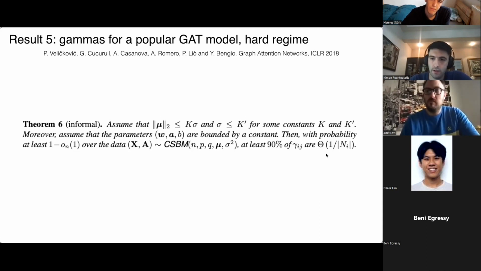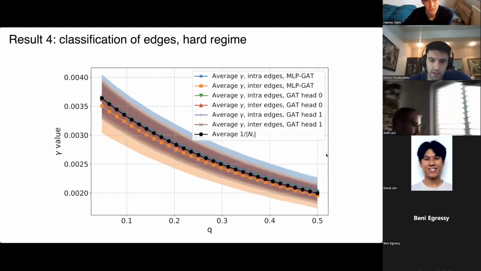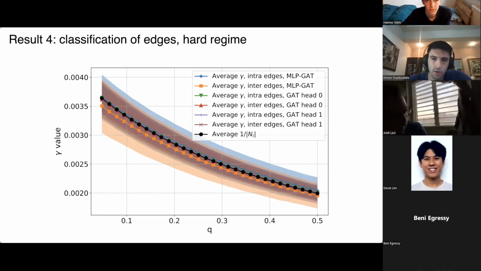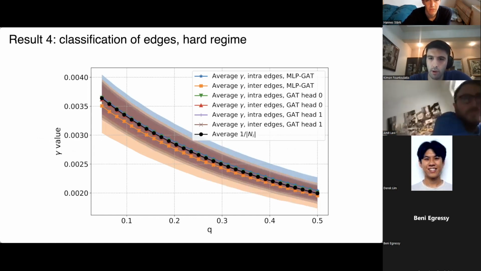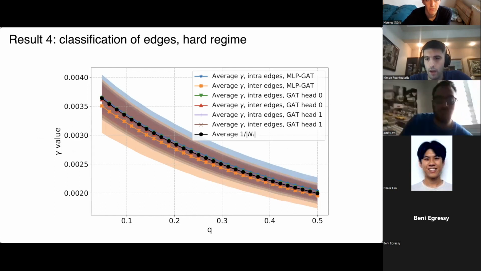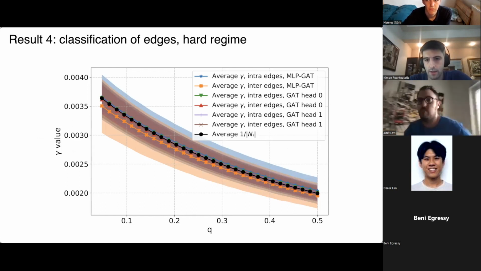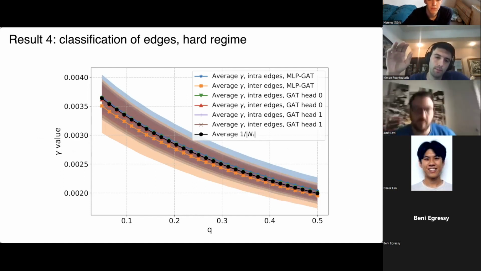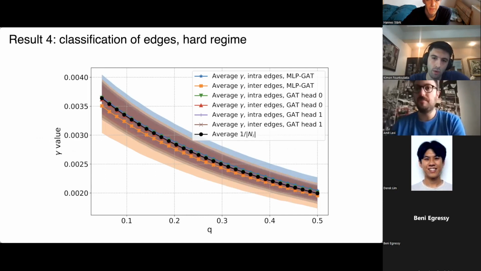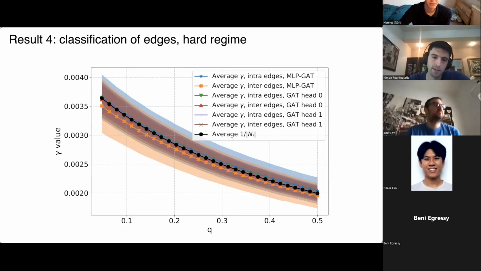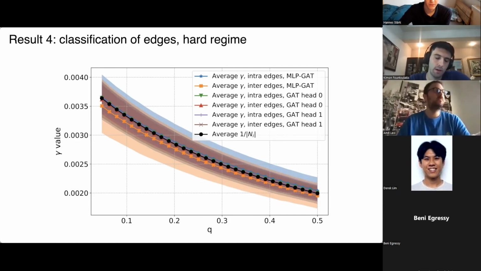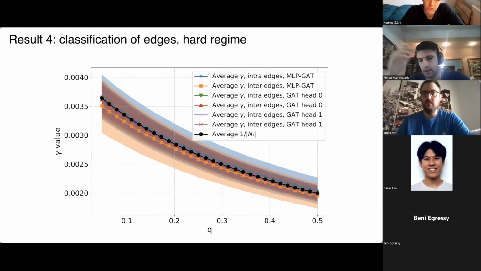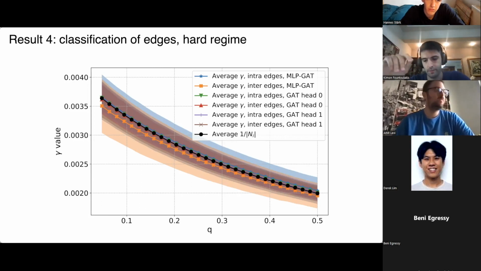So let's see that result in the form of a plot. Here I visualize both the MLP GAT and the original GAT for two heads, and you can see that pretty much all the gammas for all models concentrate around the uniform measure, which means that there's basically no discrimination, since that is very similar to GCN.